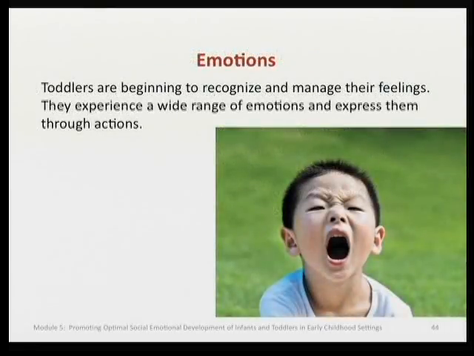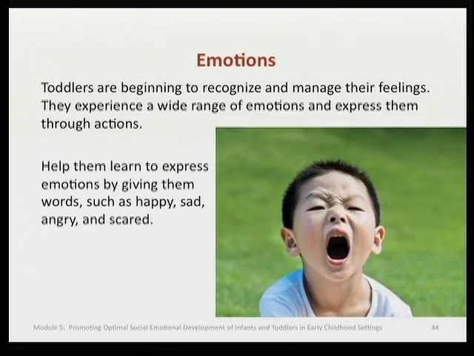Toddlers are beginning to recognize and manage their feelings. They may experience a wide range of emotions and express them in the only way they know how, through actions. Toddlers can begin to recognize specific feelings when these emotions are labeled by an adult. Help them learn to express emotions by giving them words such as happy, sad, angry, and scared.